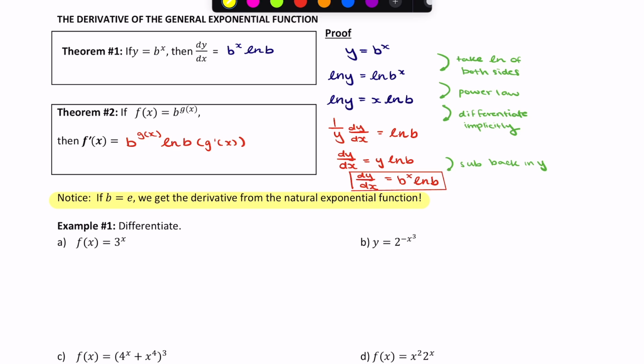Okay, so let's look at some examples here. So we have f of x is equal to 3 to the power of x. And so here, using the theorem that we just learned above, we have f prime of x is equal to 3 to the power of x ln 3.